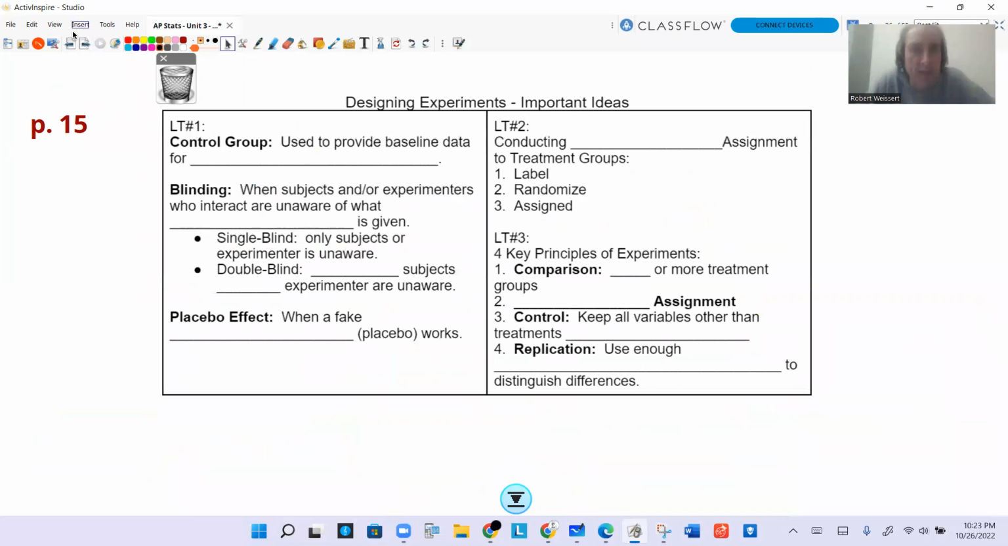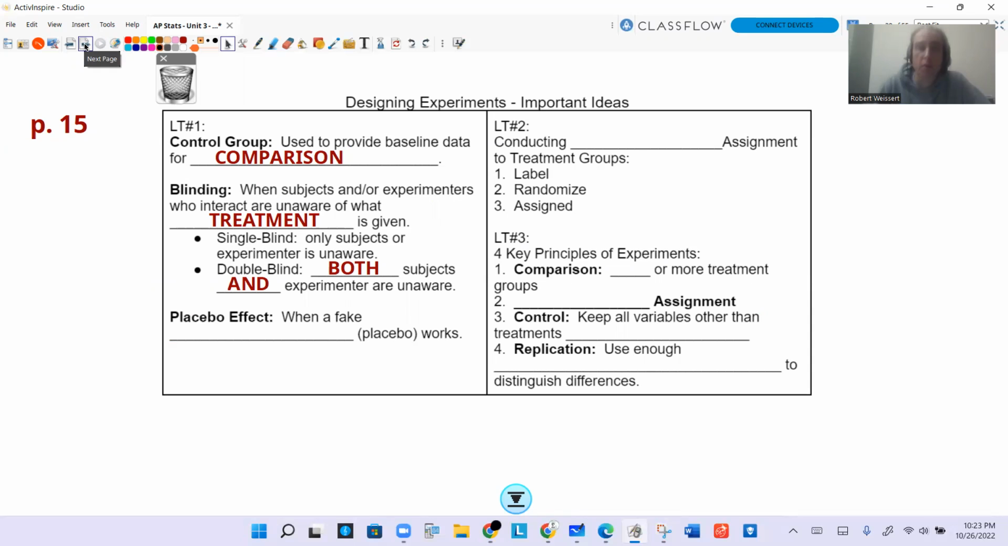Okay, some more important ideas. A control group is used to provide baseline data for comparison. Blinding is when subjects don't know what treatment they're going to be getting, not physically blinding. So subjects and experimenters who interact are unaware of what treatment is given. Single blind is when only the subjects or the experimenter, but not both, is unaware, whereas double blind is when both subjects and experimenter are unaware.